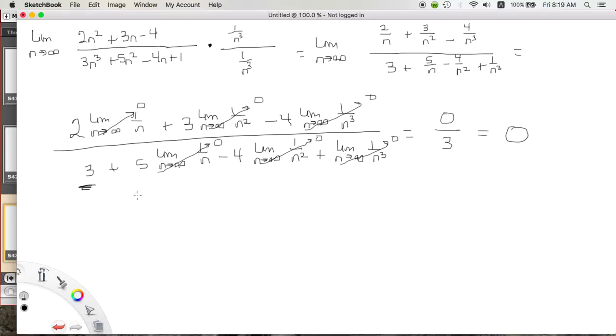Now remember, if you get 0 over 0, that is not equal to 0. That's an indeterminate form, and you'll have to figure out a different way to do this. So make sure it actually looks like something like this, where it ends up being the number 0. So limits of a sequence: read over those properties and those theorems, and try some practice problems on your own.